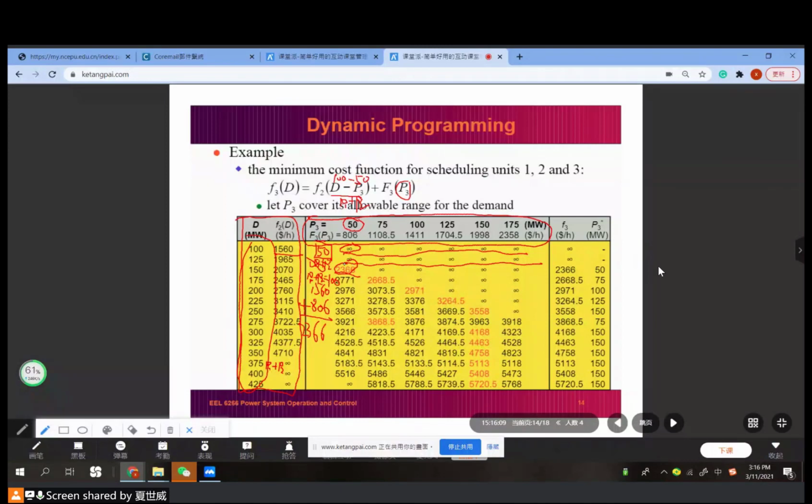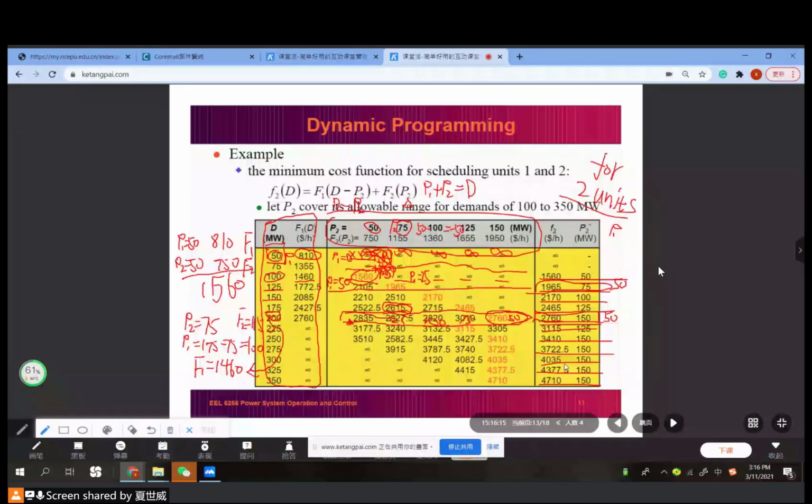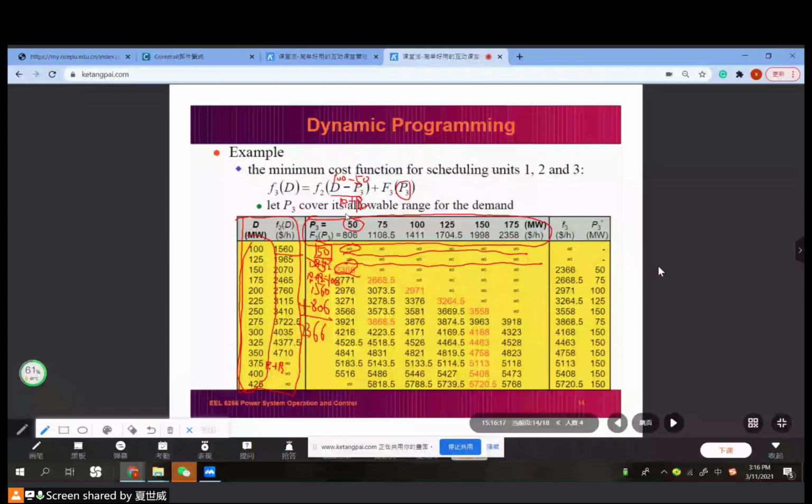So we calculate the number very similarly in this table. We just allocate 50 to generator 3, and the left is allocated between generator 1 and generator 2. For this row, the total load is 150. If you give 50 to P3, the left is 100 for P1 and P2. For 100, the best fuel cost is 1,560. Okay, continue for the other elements.